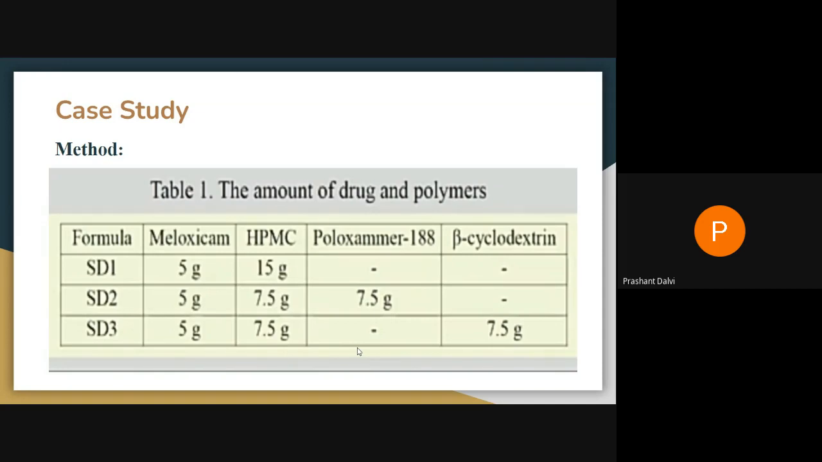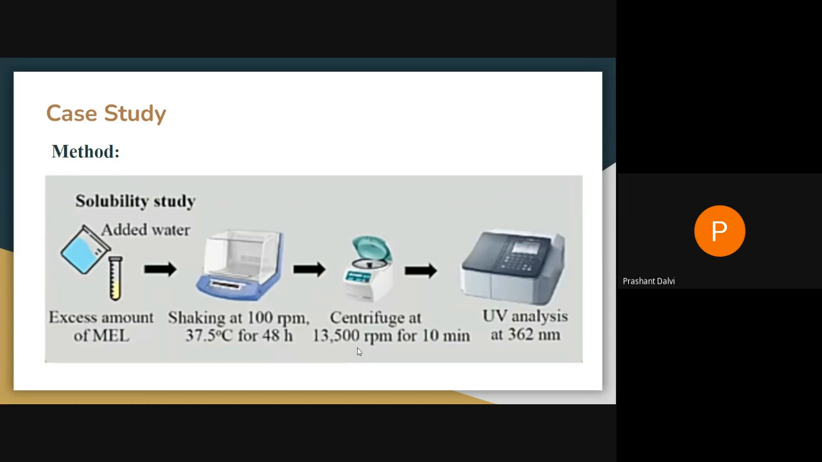These are the different formulations prepared of meloxicam, and the table shows the drug and polymer ratio. Three different formulations are prepared: SD1, SD2, SD3. The meloxicam concentration remains constant, and the solid dispersion is prepared with different polymers: first plain meloxicam, then in combination with HPMC, then HPMC with poloxamer 188, and HPMC with beta cyclodextrin. They were studied for solubility, particle size, and X-ray diffraction properties.